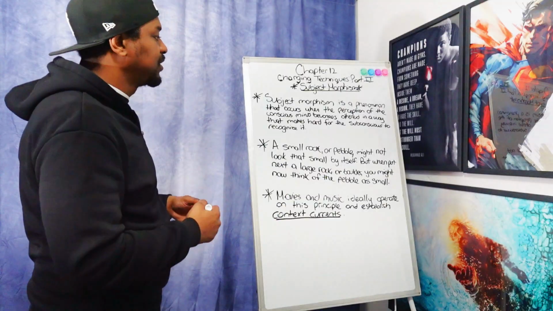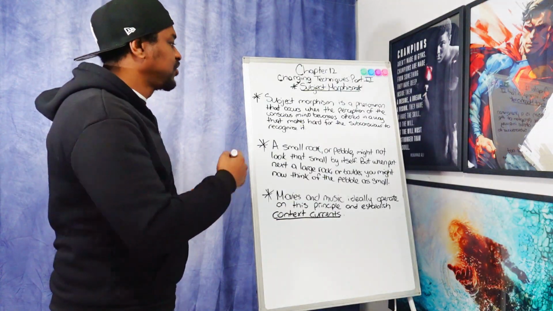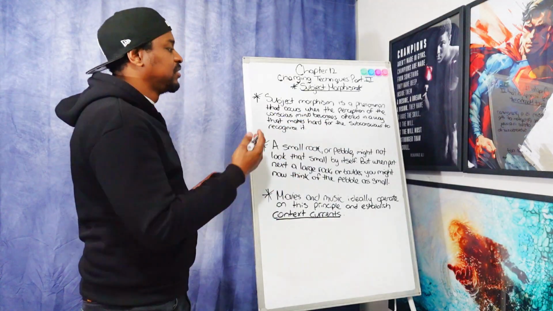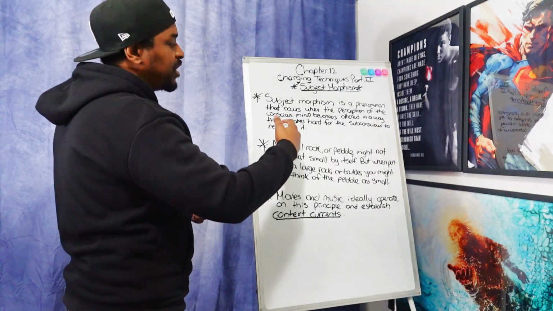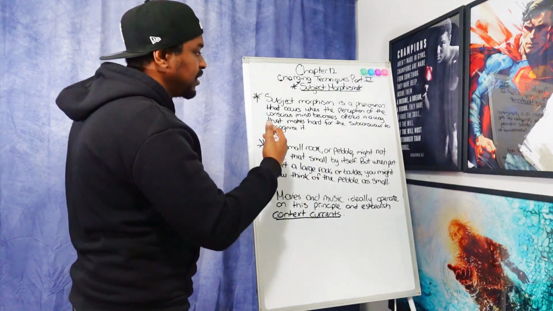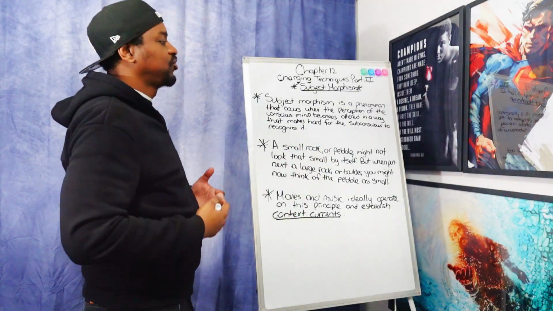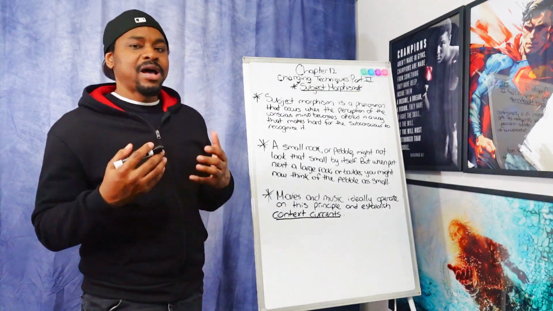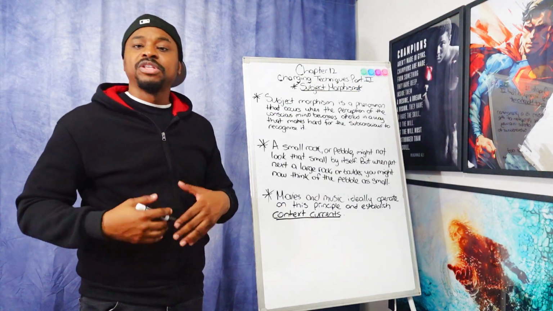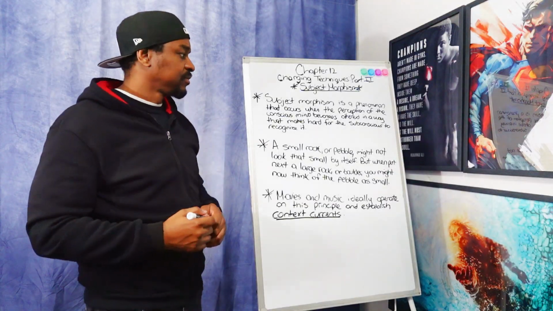Well, subject morphism is a little bit similar to that kind of phenomenon. So just to go over this point, subject morphism is a phenomenon that occurs when the perception of the conscious mind becomes altered in a way that makes it hard for the subconscious to recognize it. What I mean by that is that when your subconscious charges, as we've been saying, it alters your perception.